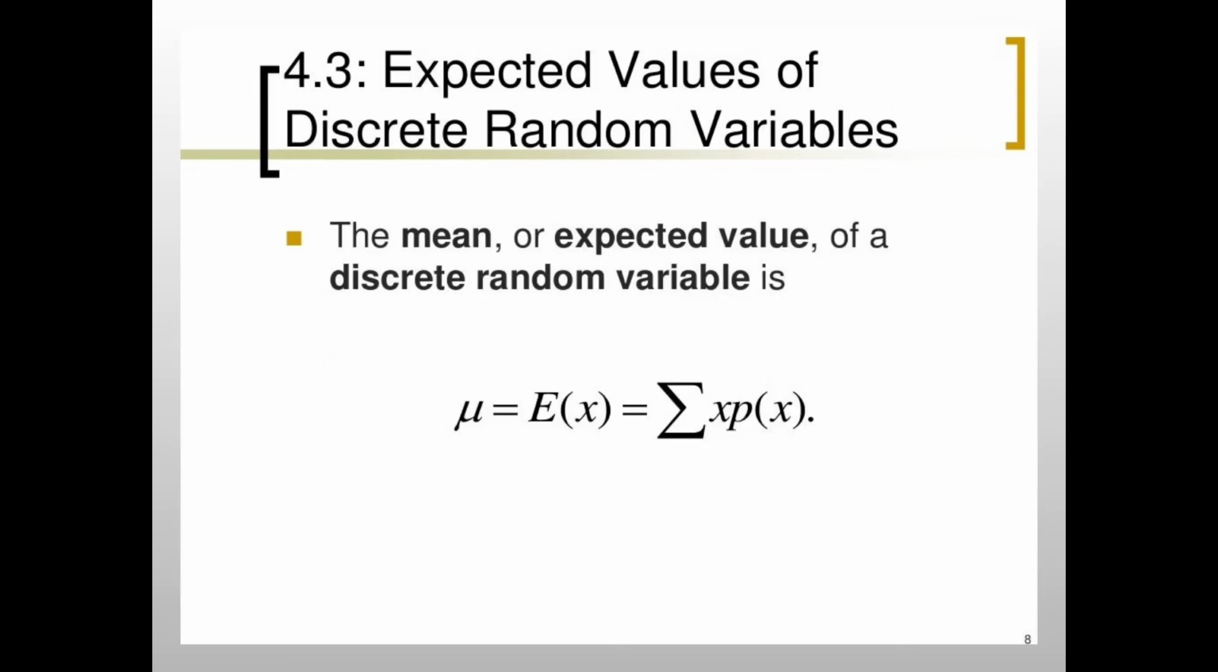The mean or expected value of a discrete random variable is given as mu is equal to E of x is equal to the sum of x times p of x.